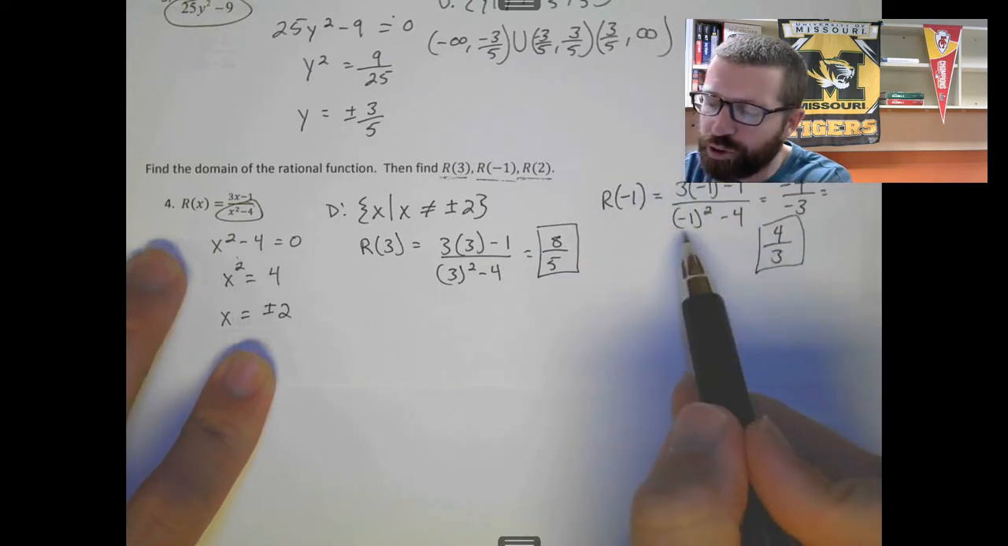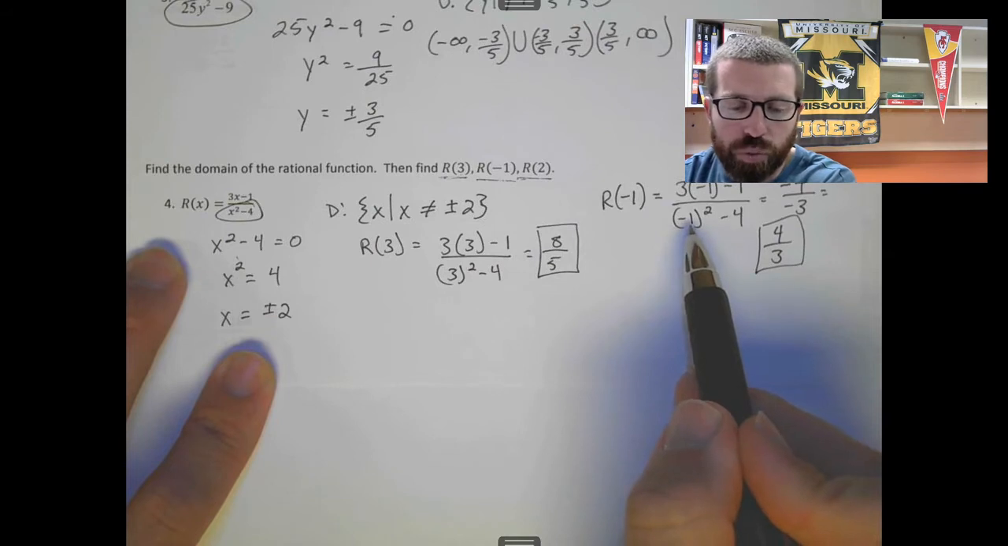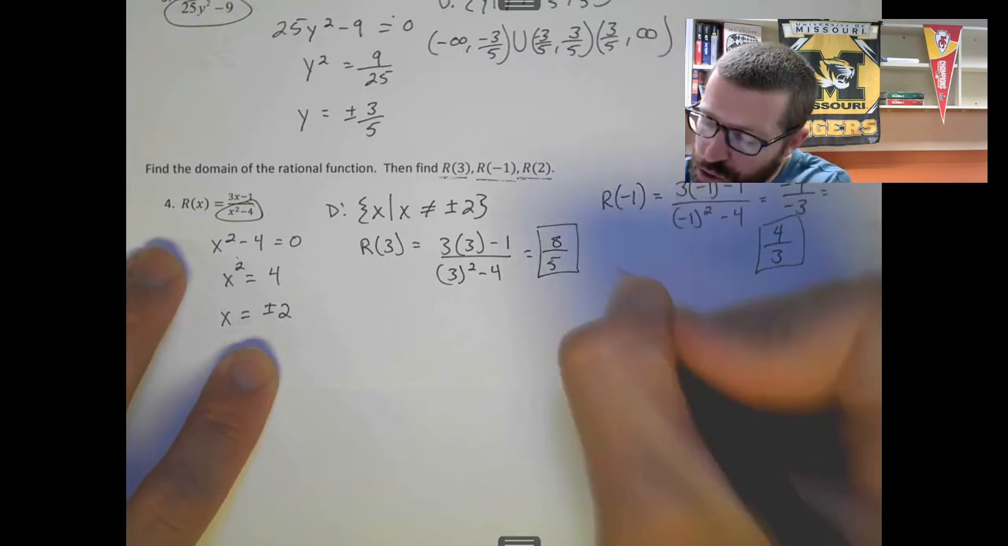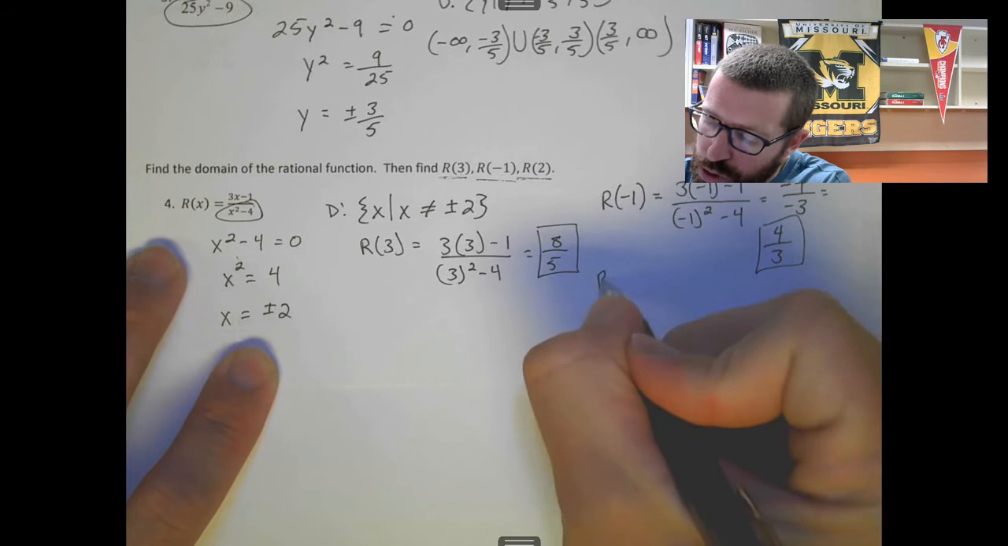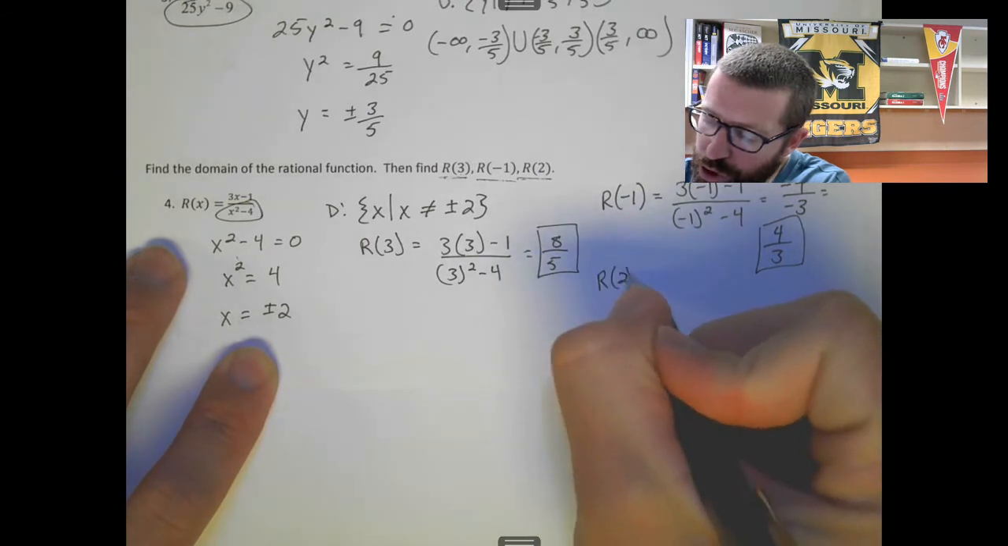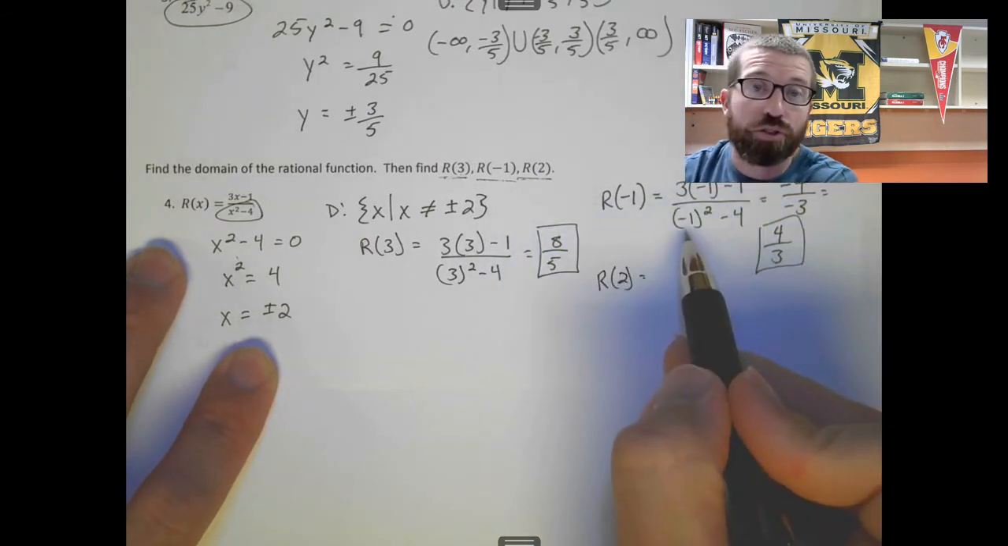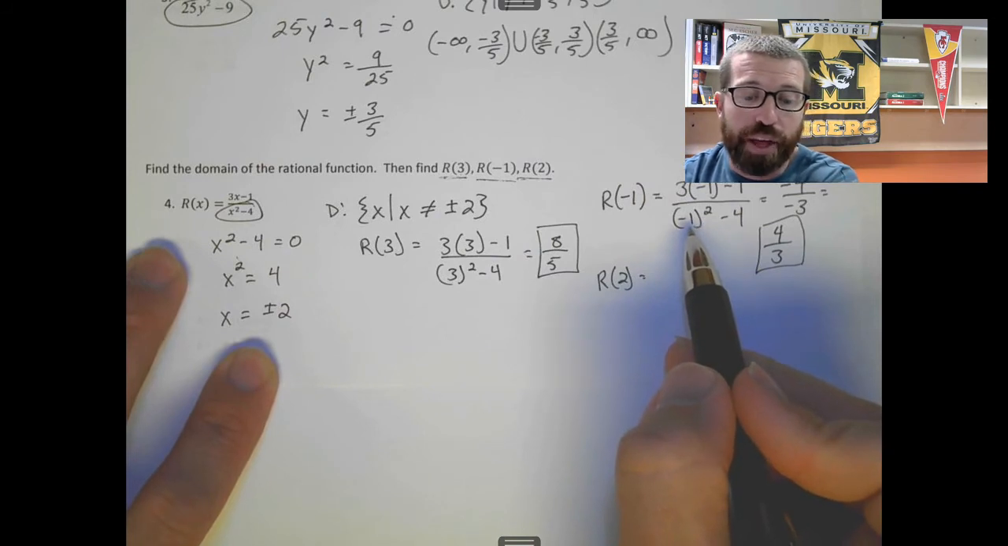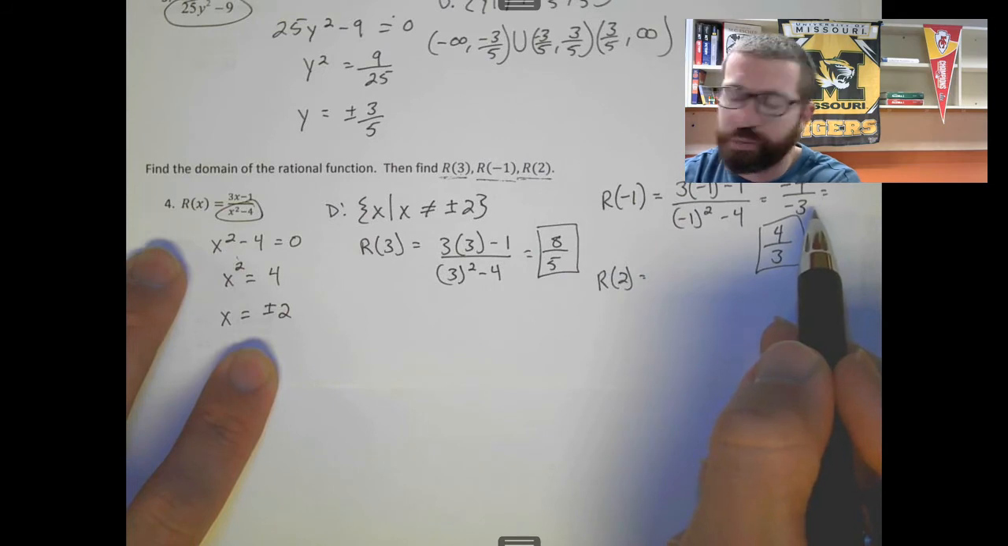So keep in mind that this is negative 1. And then R of 2, sorry, I jumped ahead. Keep in mind this is negative 1 squared, and so that becomes positive 1. So it's positive 1 minus 4, which gives you negative 3.